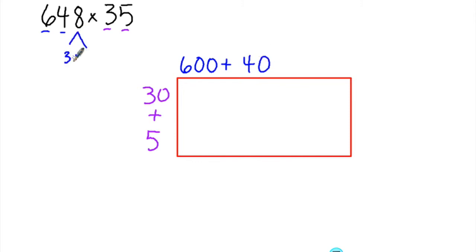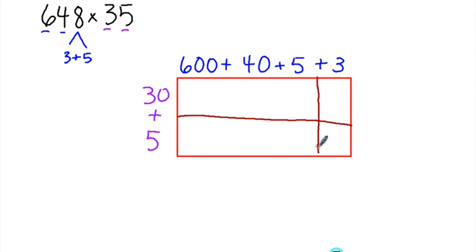If you're more comfortable with your 3s and your 5s, you might want to decompose that 8 to 5 plus 3. So you would have 600 plus 40 plus 5 plus 3, which equals 648. You can choose to do that. If you have no problem multiplying with your 8s, then go with your 8s. Once you have that set up, you go ahead and make your partitions, and you start multiplying.